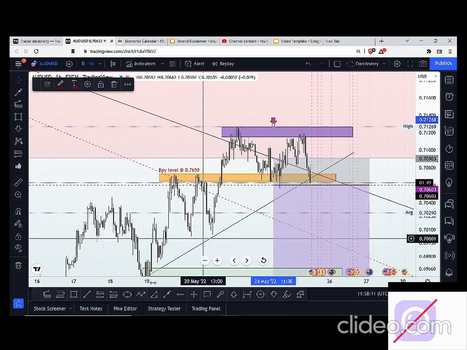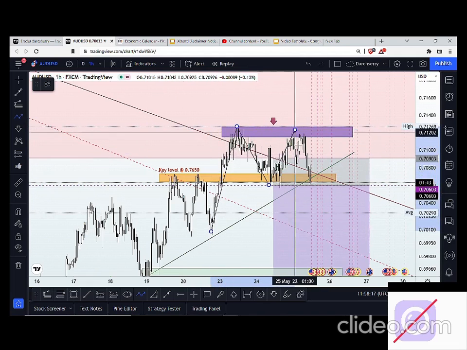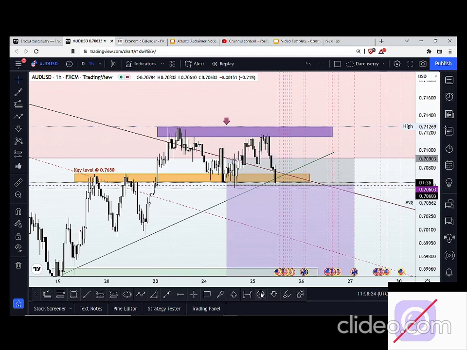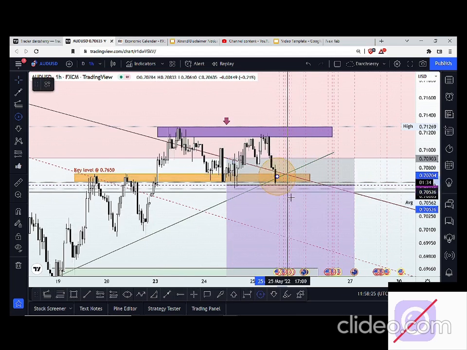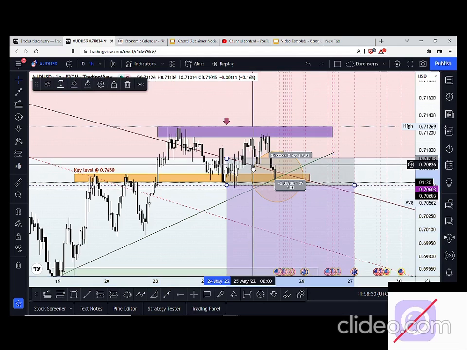If you allow me, let me give you a visual representation of what I'm talking about. We have the first rejection of this area, we came back to the neckline. We have a rejection of this area one more time. Then we want to be looking forward to a breakdown of that key level, and you can see that key level also shares a confluence with the bullish trend line and the bearish trend line here.